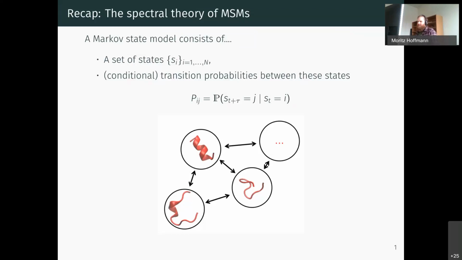We have a set of discrete states s_i. This is what we get out of our clustering. And then what we're looking at are these conditional transition probabilities: under a lag time tau, the probability that state s_{t+tau} is j given that state s_t is i. This is P_ij. This is our transition matrix. Or in terms of a protein, say, whether something unfolds or a helix forms, there can be these state transitions.